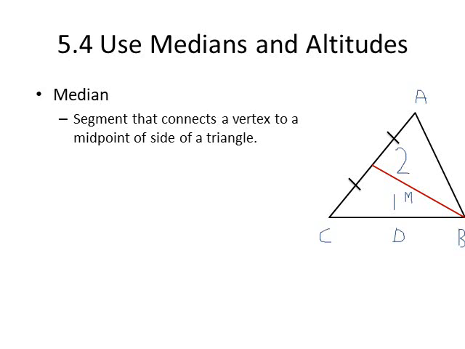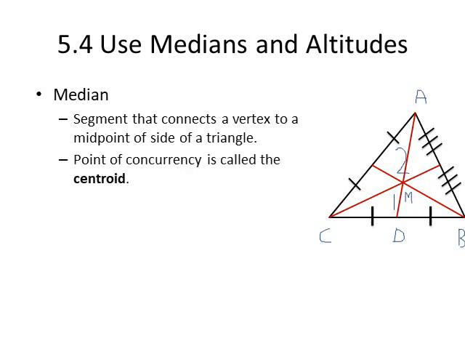So 3 vertices means 3 medians, or 3 midpoints, each point on a side. I have 3 sides, so I have 3 medians again. This median, again, and this other median, okay? So what is the meaning of median? A median is a line segment connecting a vertex and the midpoint of its opposite side, okay?